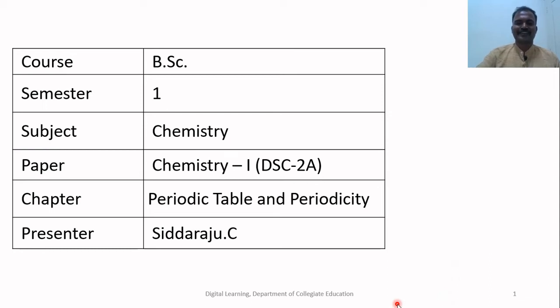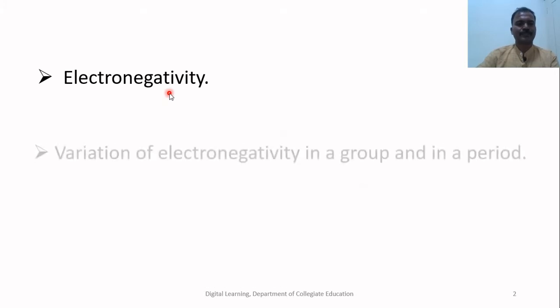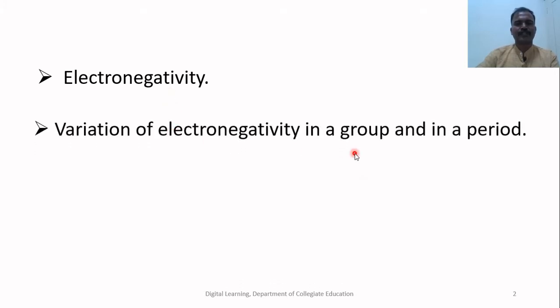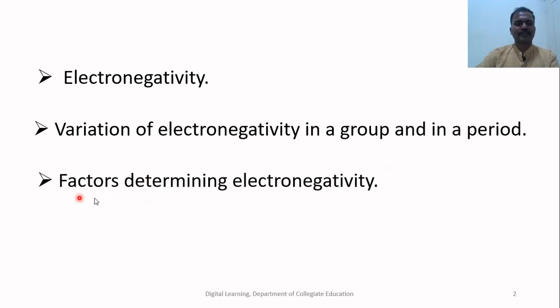Hi everyone. In this session I am going to discuss the unit periodic table and periodicity, in which I am going to discuss particularly electronegativity, variation of electronegativity in a group and in a period, and the factors determining electronegativity. Let me consider these 3 points in detail one by one.